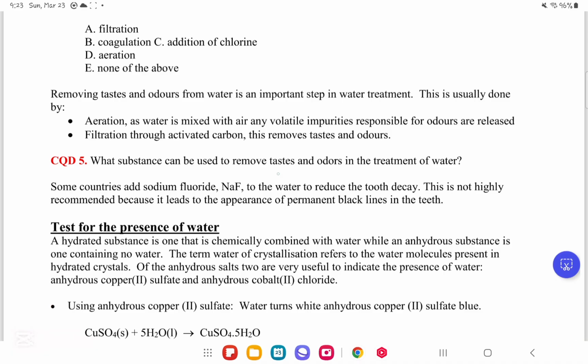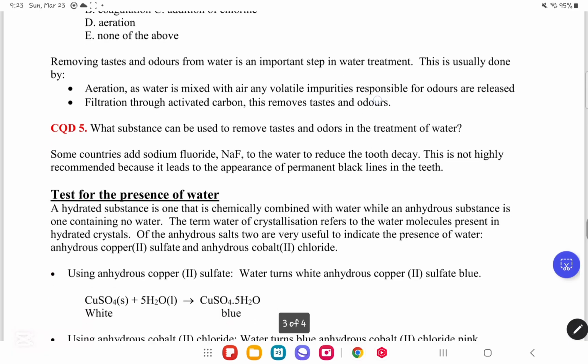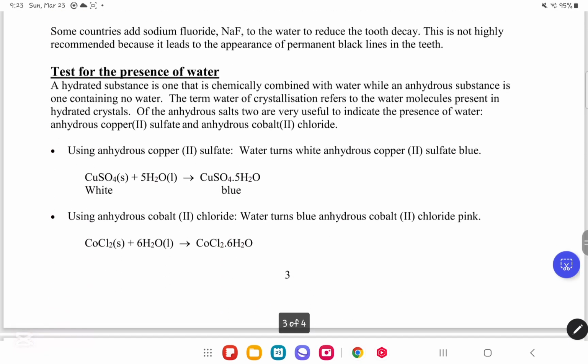Very simply, we know that it is carbon. If you add carbon, you can remove the tastes and odors in the treatment of water. We move on to this text over here. Some countries add sodium chloride and fluoride to the water to reduce tooth decay. This is not highly recommended because it leads to the appearance of permanent black lines in the teeth.